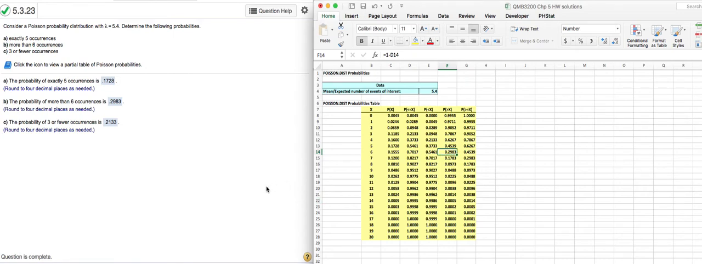And then probability of 3 or fewer, so less than or equal to 3. So probability of less than or equal to x, or less than or equal to 3, is here, 0.2133. And again, this would have been an even faster way to solve this problem than the previous functions or formulas that we used.